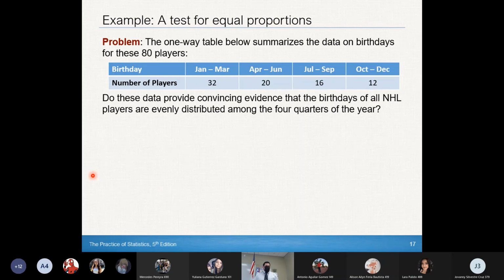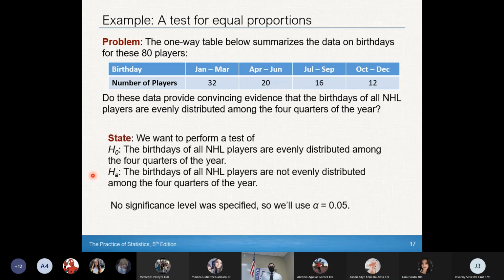Do these data provide convincing evidence that the birthdays of all NHL players are evenly distributed among the 4 quarters of the year? So our statement here, notice we're doing the 4-step process to do our inference. We want to perform a test of the null hypothesis, birthdays of all NHL players are evenly distributed among the 4 quarters of the year, versus the alternative, the birthdays of all NHL players are not evenly distributed among the 4 quarters of the year. No significance level was specified, so we'll use alpha equaling 0.05.